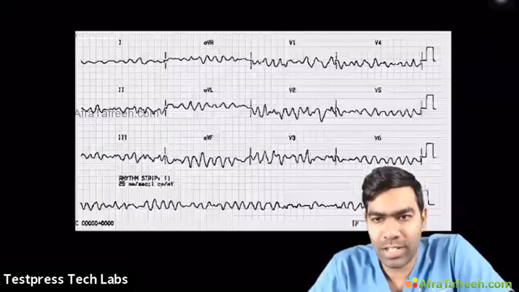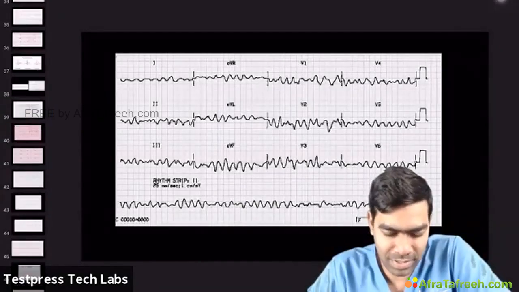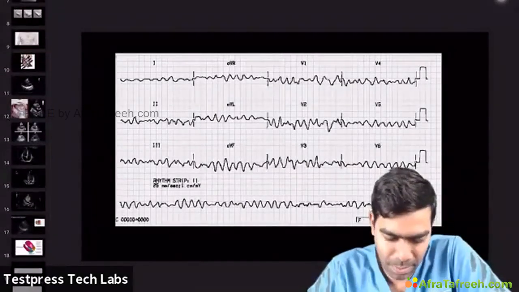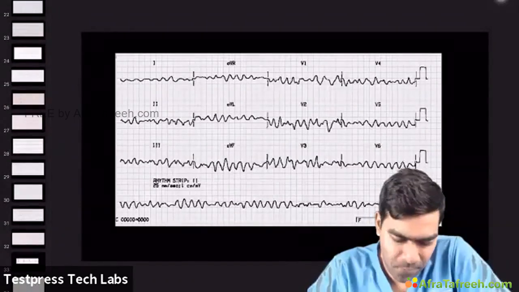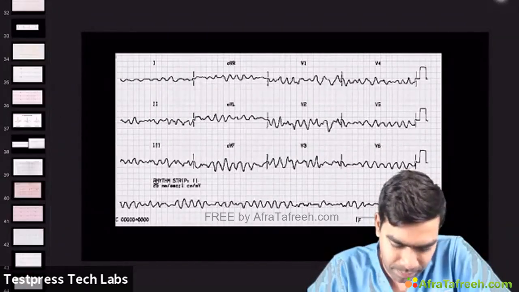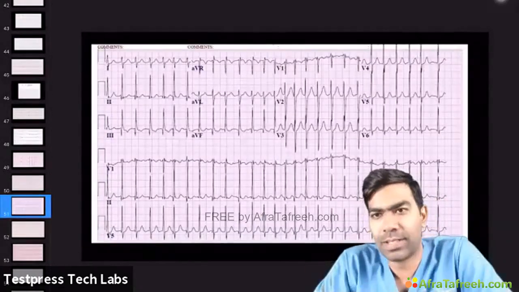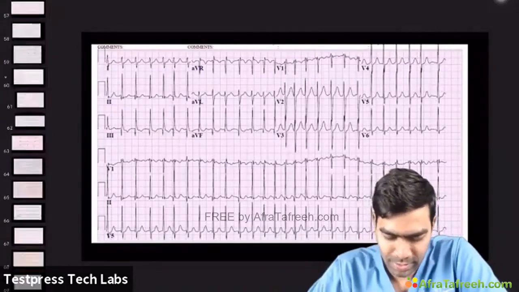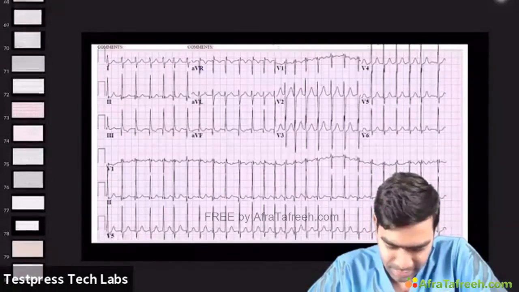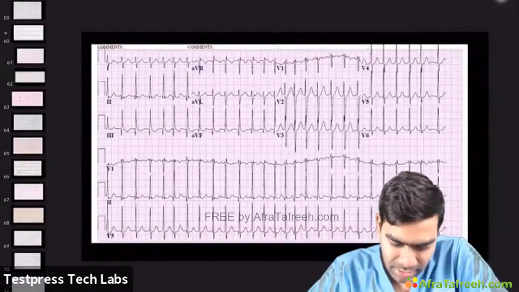If Harita wants the AFib ECG, where is that AFib ECG? Yeah. In what way is this ECG and this ECG similar?